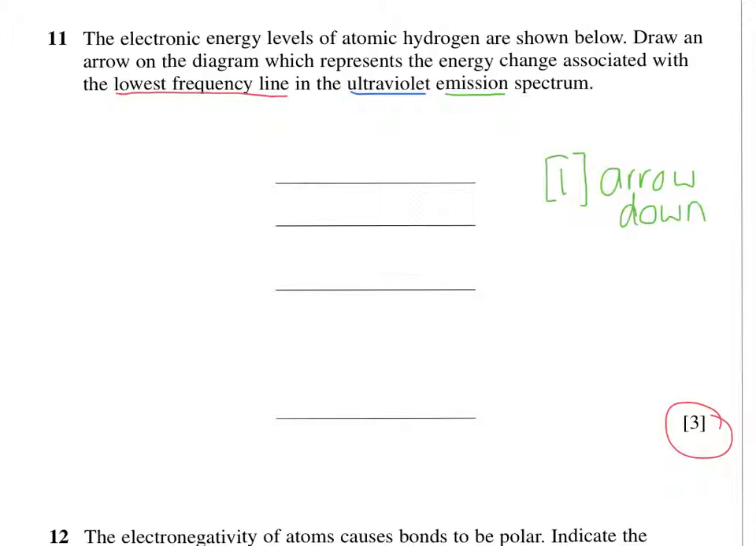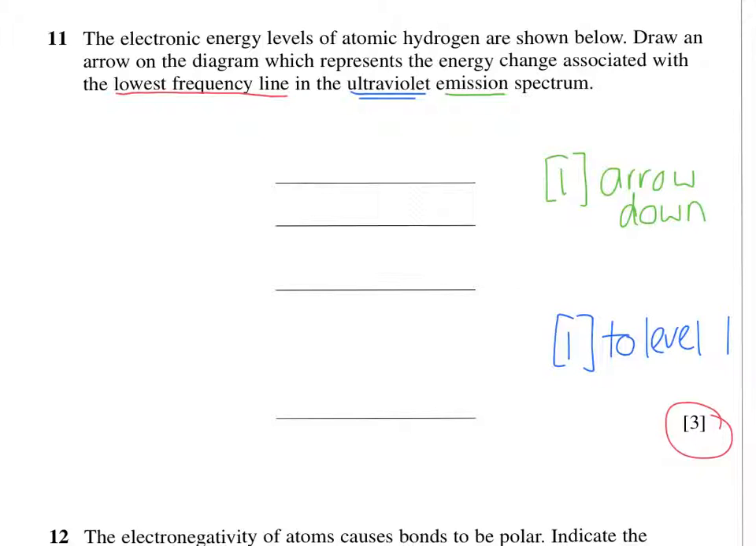Second thing is then the ultraviolet part. Well, what do we know about the ultraviolet emissions? Is that ultraviolet emissions always go down to energy level n equals 1. So they can come from any other energy level. They can come from energy level 2, 3, 4, 5, but they have to end up at energy level n equals 1. So we know that our arrow is going to go down to level 1.